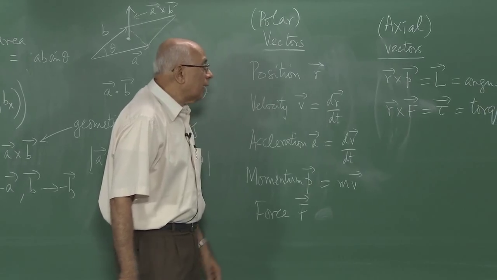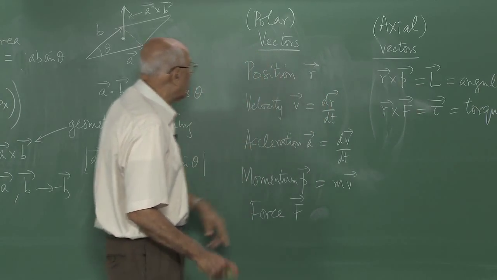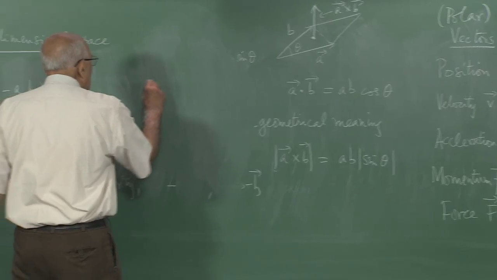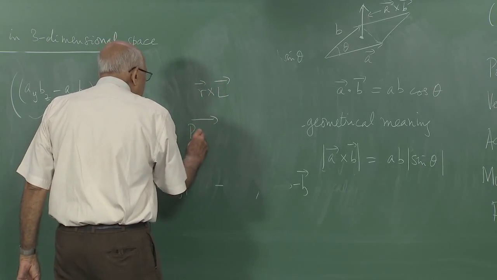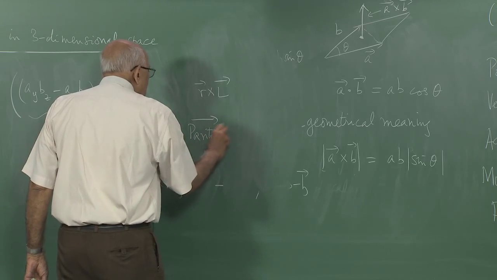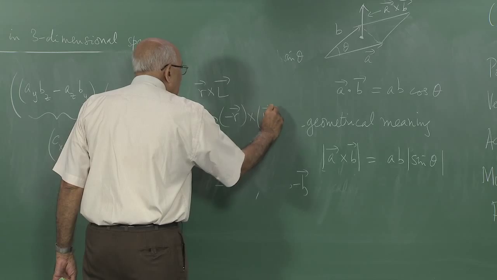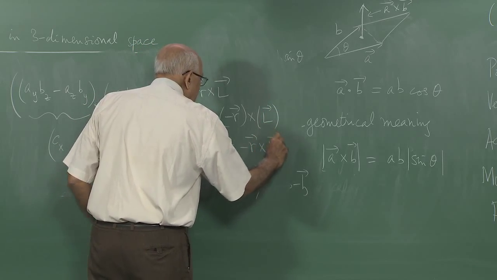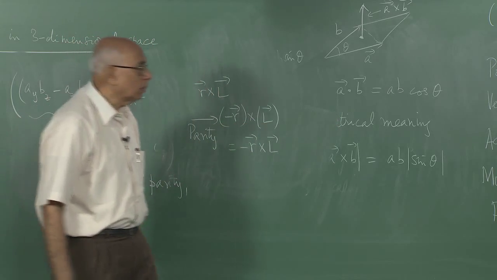What happens if I take L, an axial vector, and take a cross product with R? Well, now that is easy to write down what is going to happen, because if you look at R cross L, under parity this goes to minus R cross and it remains L. So that is equal to minus R cross L, and therefore it is back to being a polar vector once again.